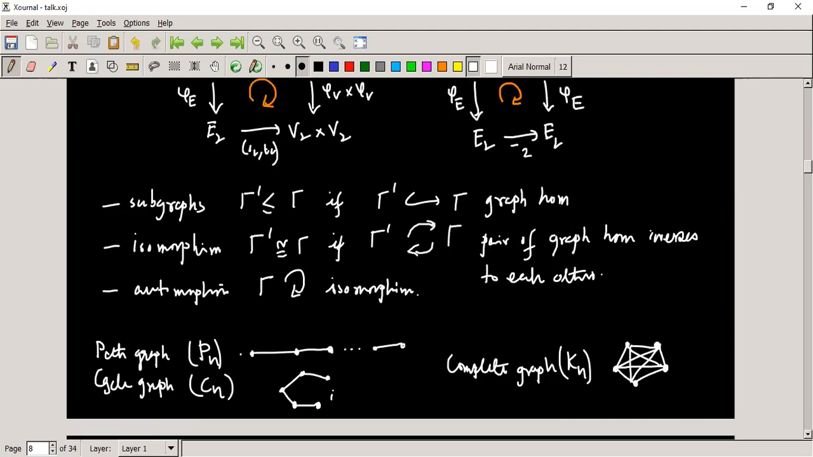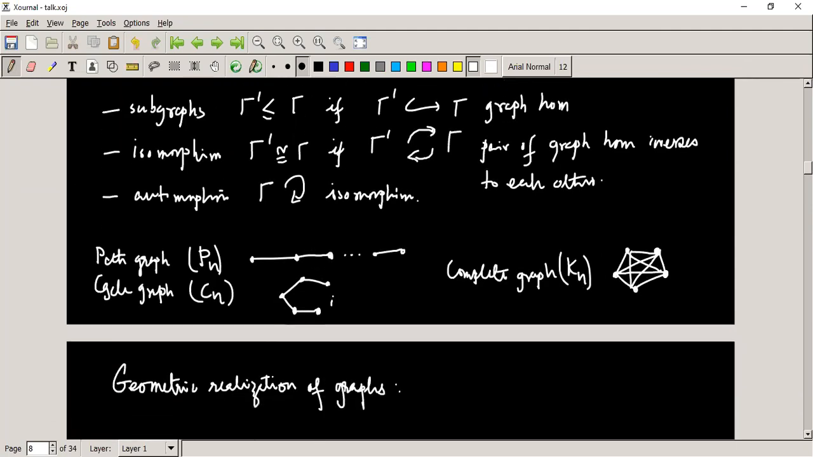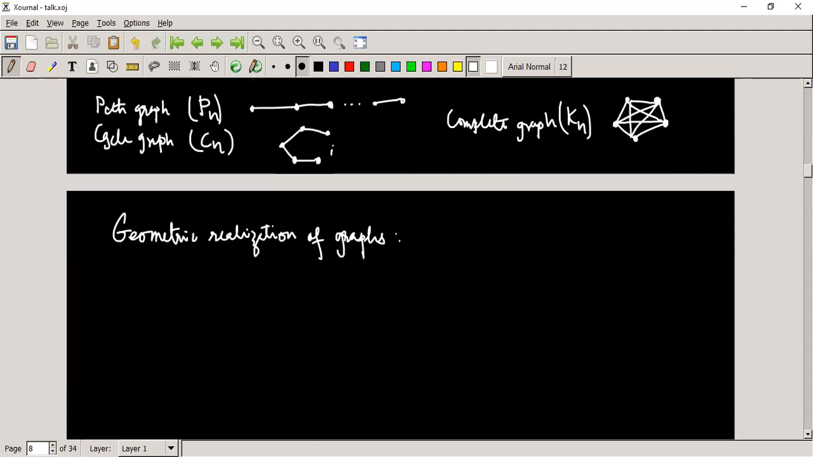And these are some examples of graphs. This is called the path graph of length n. This is the cycle graph of length n. And this is the complete graph. More or less everyone is familiar here with these things, so I don't think I should say more about this.